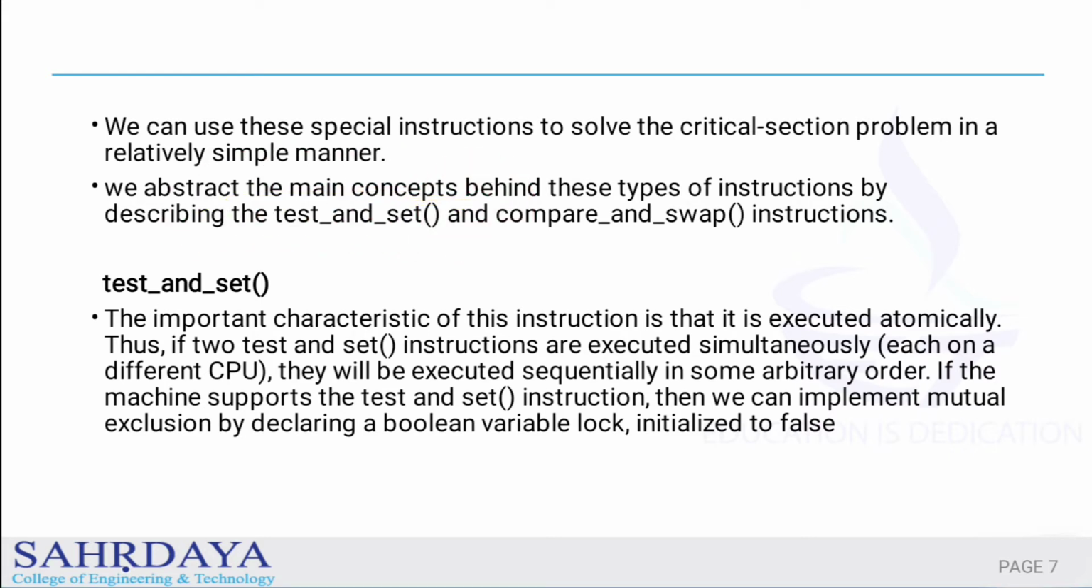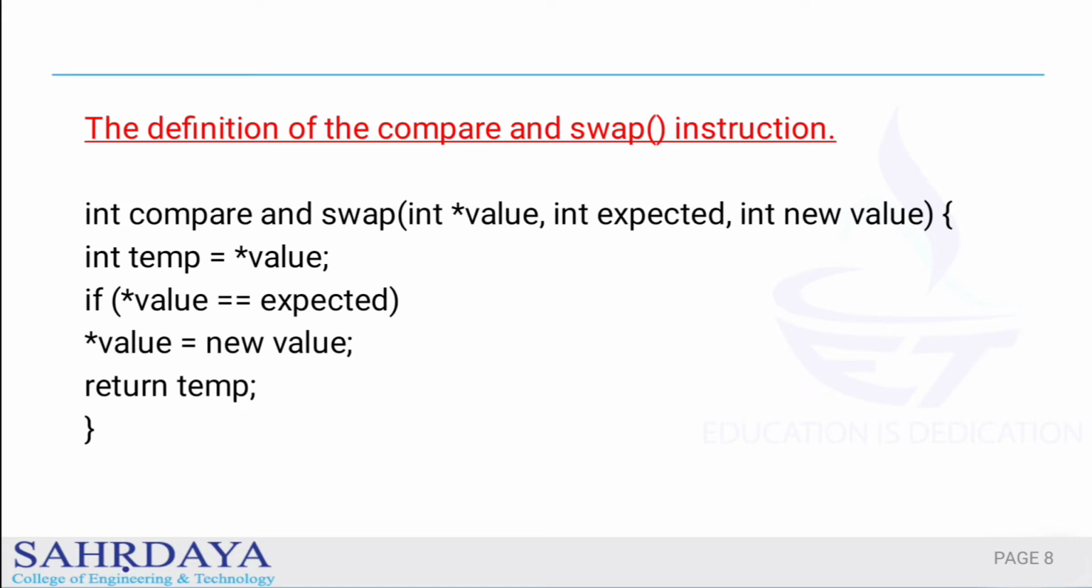So let's look at the test and set definition. The important characteristic of this instruction is that it is executed atomically. So if two test and set instructions are executed simultaneously, they will be executed sequentially in some arbitrary order. If the machine supports the test and set instruction, then we can implement mutual exclusion by declaring a Boolean variable lock initialized to false.